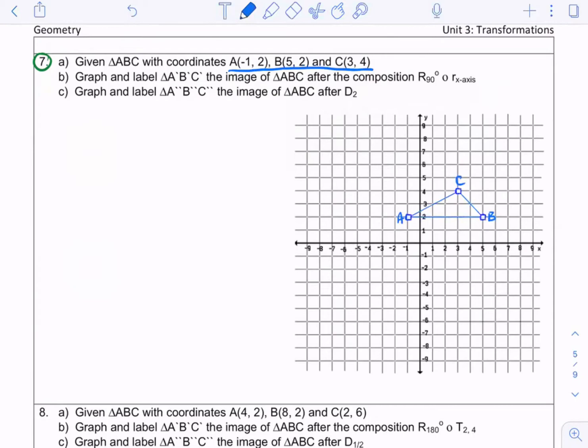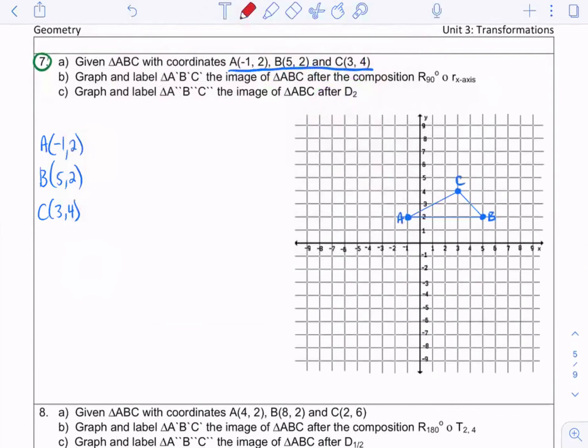And now if I take a look at this first, what it's asking me to do, it's saying the image of ABC to get the primes. And I want to do this composition. Notice they use the notation. It looks like there's two of them, but really this is supposed to be a degree symbol, and that's supposed to be the notation. So I'm first going to write my coordinates here. So A is -1, 2, B is 5, 2, and C is 3, 4.